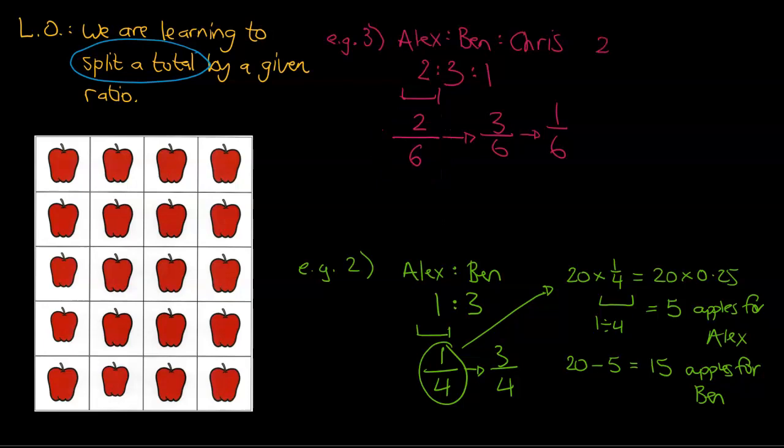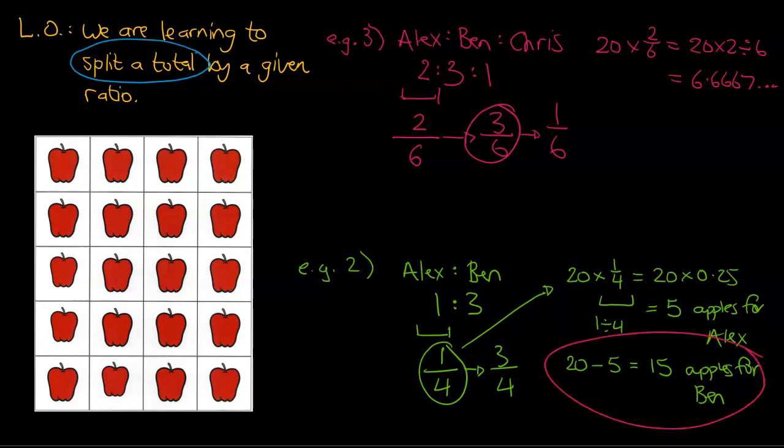We're going to go 20 apples times 2 out of 6, which is the same as 20 times 2 divided by 6. And when I put that into my calculator, I'm going to get a funny number. I'm going to get 6.6667, and that did keep on going with 6s. So that's a weird amount of apples for Alex. Let's do the same for Ben. And just a reminder, whilst we subtracted before, we can only do that for the very last person. So we're going to have to use our multiplication for Ben as well.